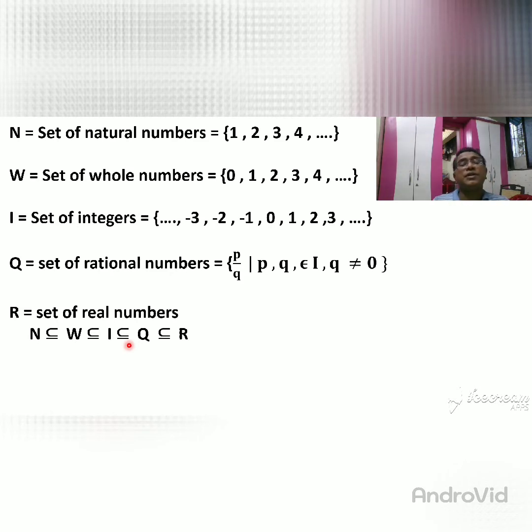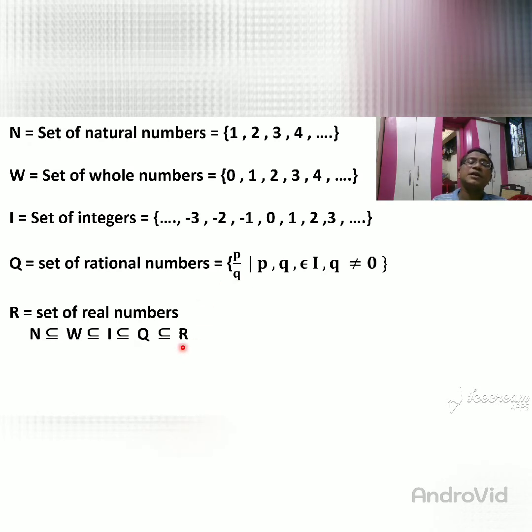Then the integer numbers are a subset of the rational numbers, because some of the integer numbers are rational, where the denominator is not equal to 0, so it is a rational number. Rational number means the denominator is not equal to 0, so q is not equal to 0, then it is a rational number. And when q is equal to 0, then it is an irrational number.